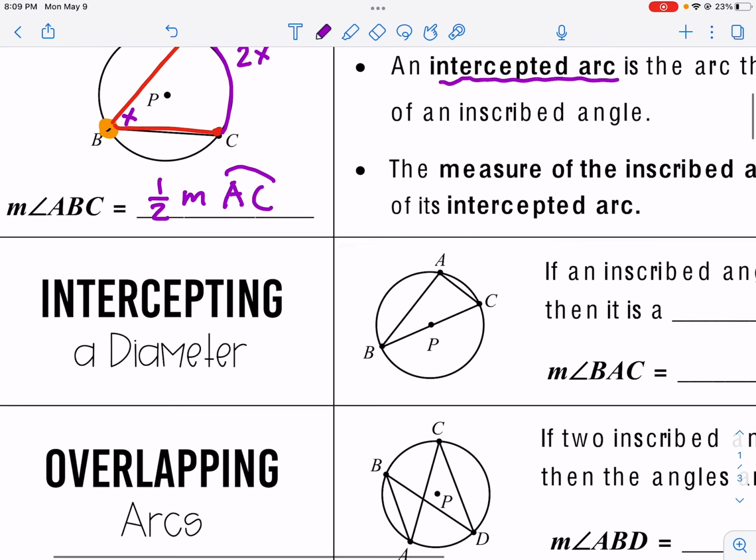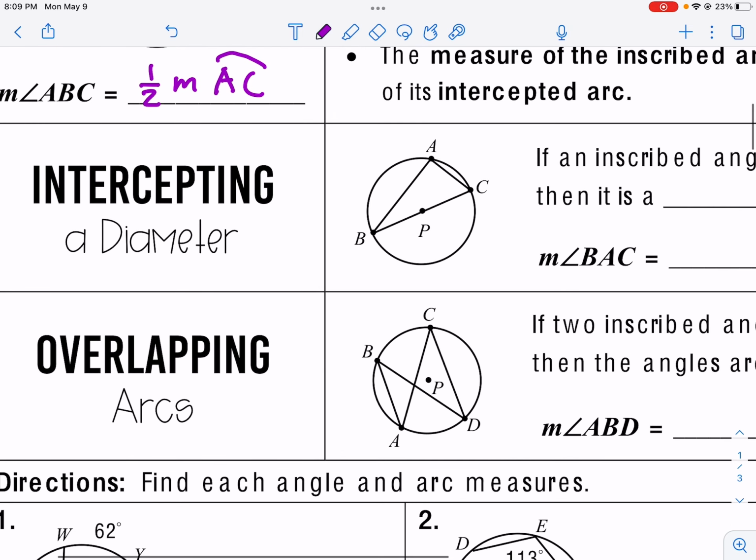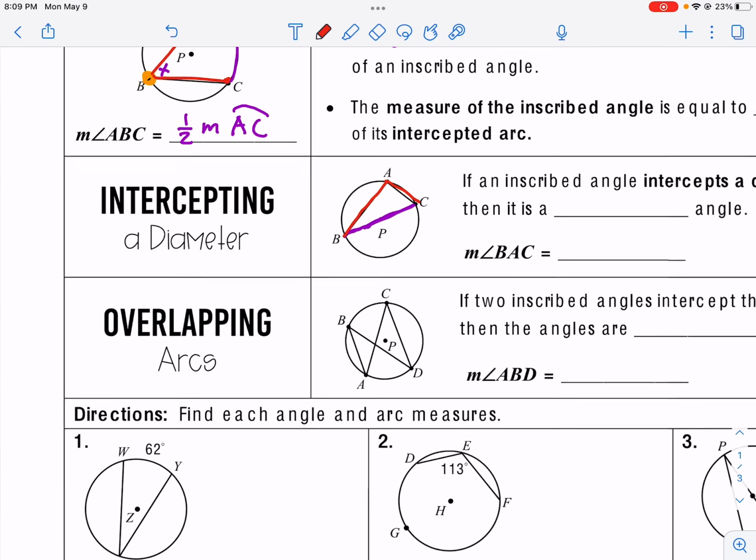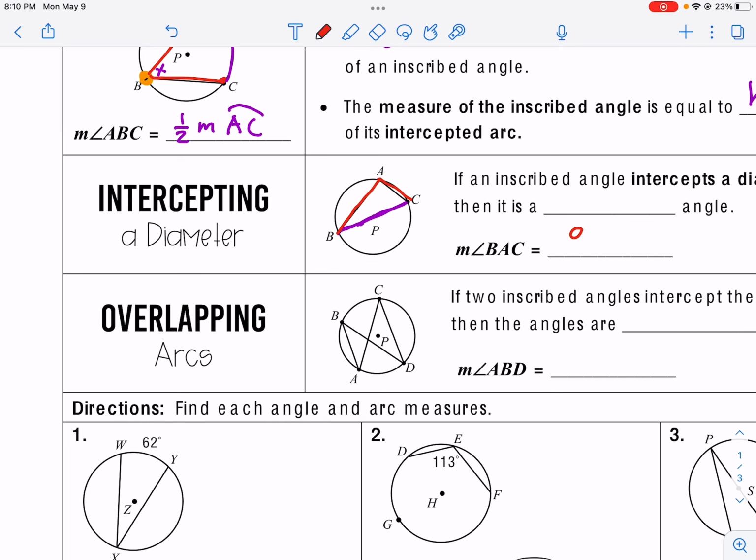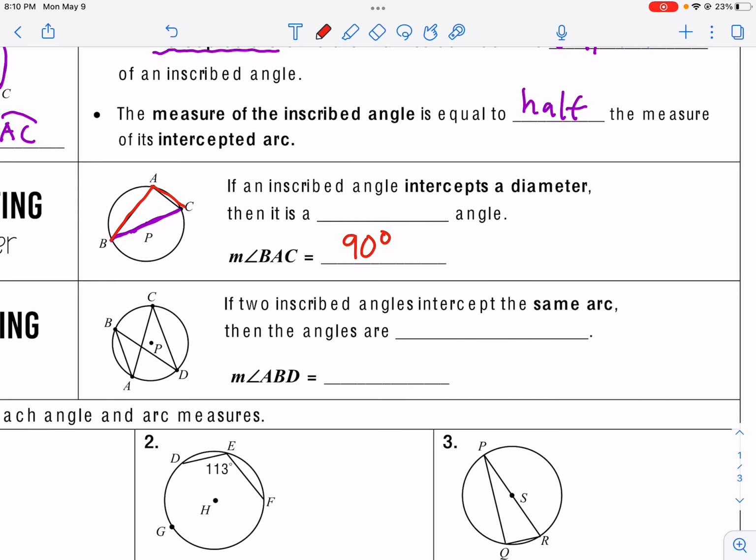We have a couple of special cases. Whenever we are intercepting a diameter, looking at this example, this is our diameter. If we are intercepting this diameter, arc BAC will be equal to 90 degrees. So if an inscribed angle intercepts a diameter, then it is a right angle.